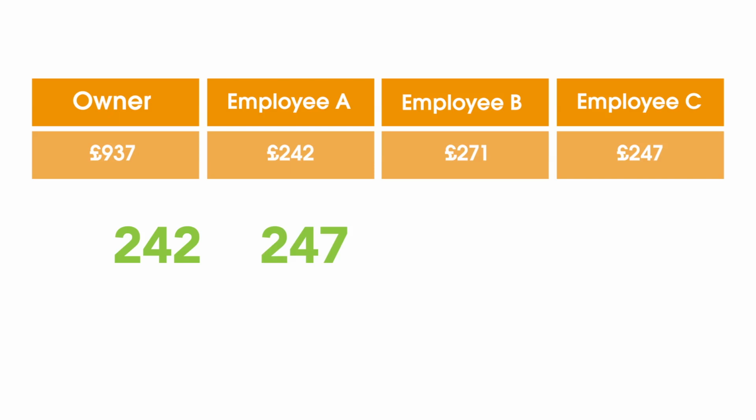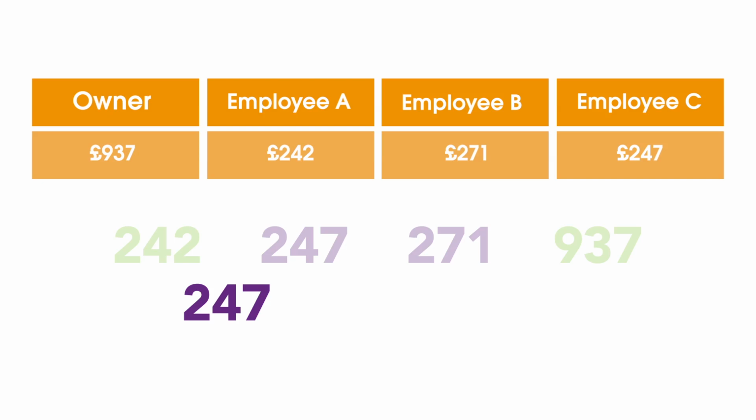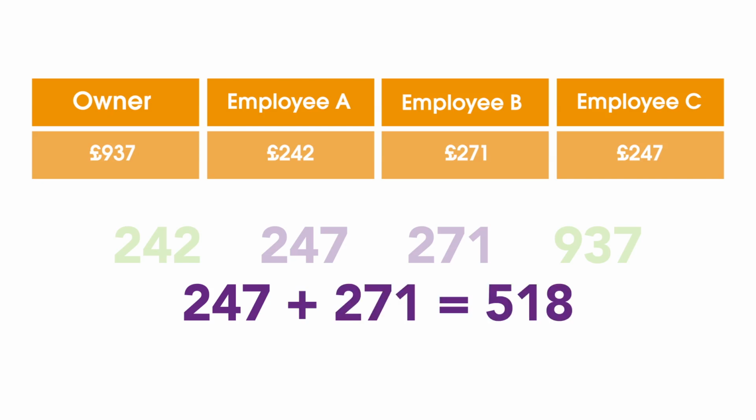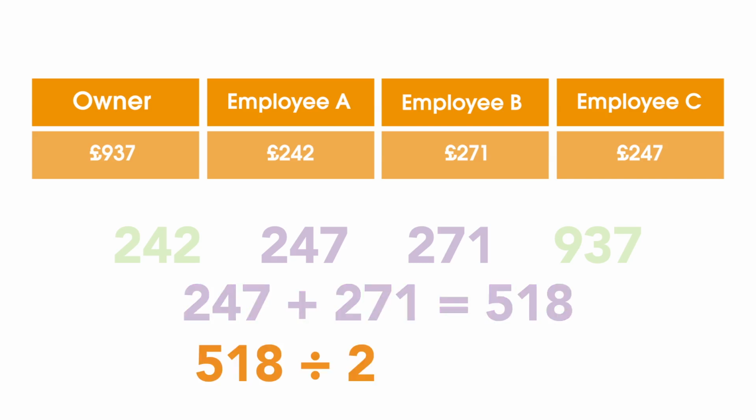To work out the median, first put the pieces of information in size order. 242, 247, 271 and 937. Then you need to find the middle number. Because we have an even number of pieces of data, i.e. 4, we add the 2 middle numbers together and divide their total by 2. So 247 plus 271 equals 518, and then divide 518 by 2, which equals £259. The median of the weekly wages is £259.